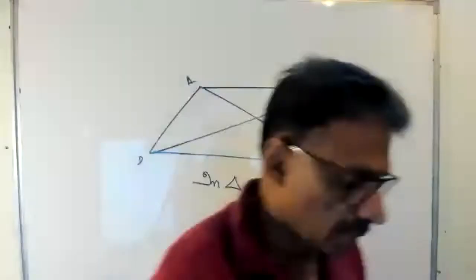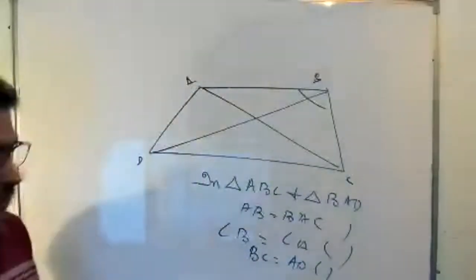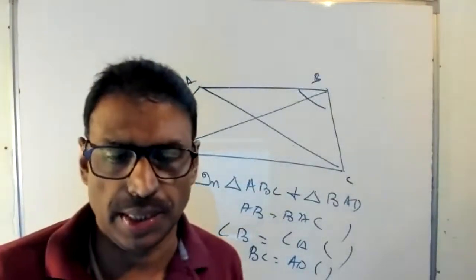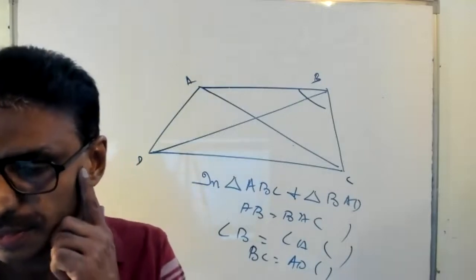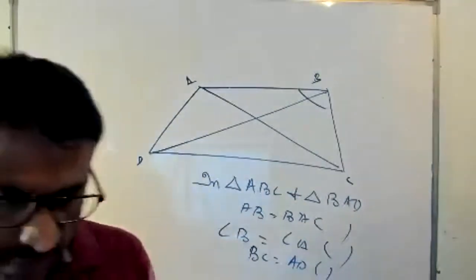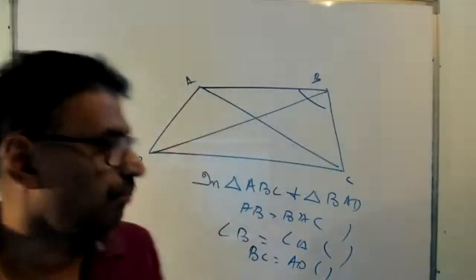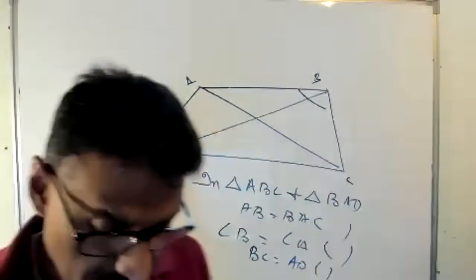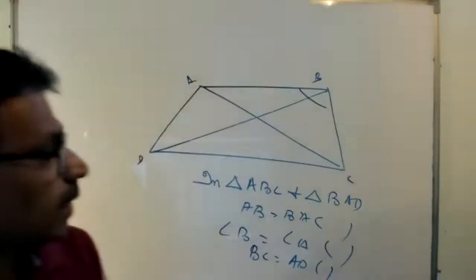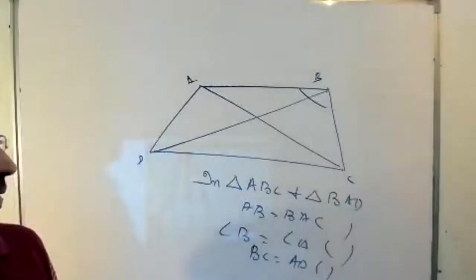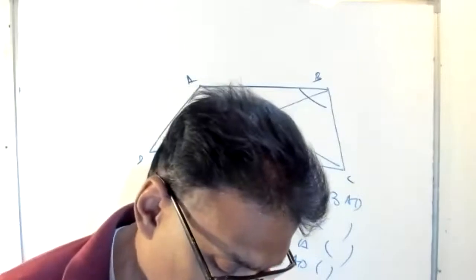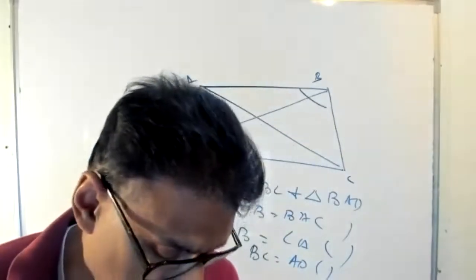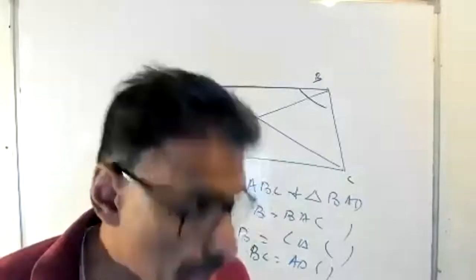Okay. Then BC equal to AD, given. Therefore, triangle ABC congruent to triangle BAD, SAS congruency. Okay.